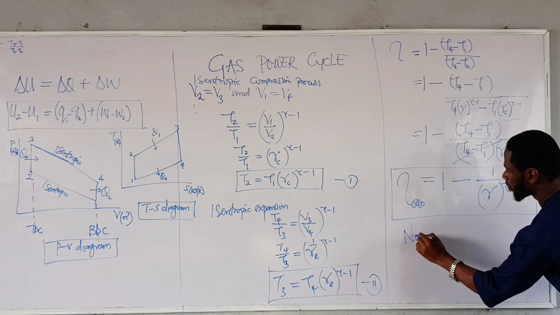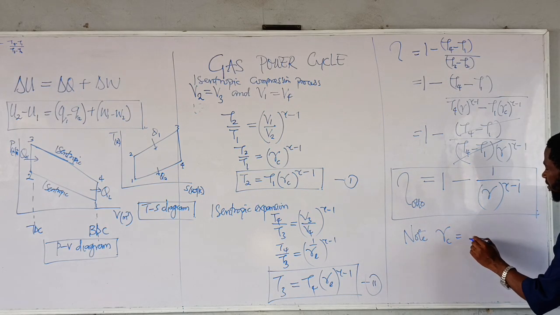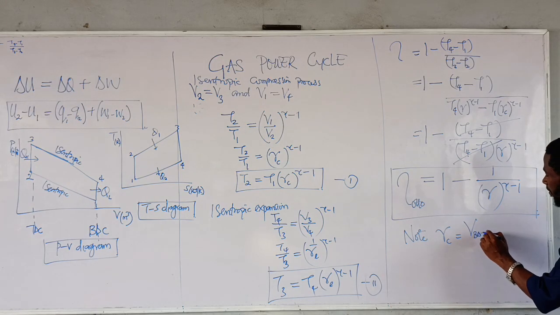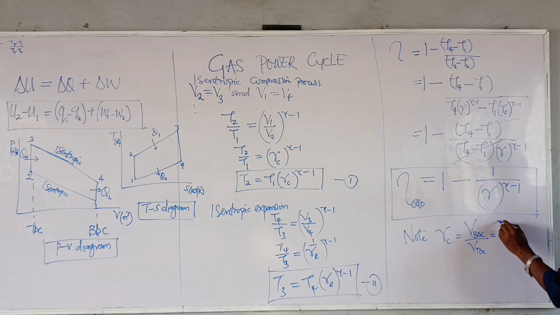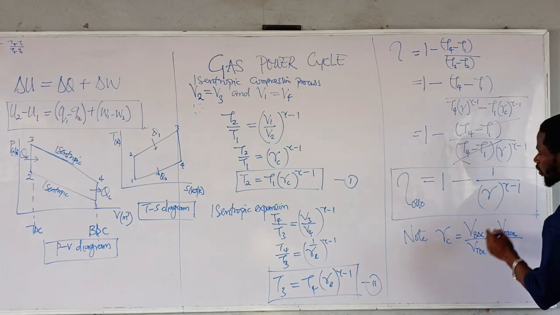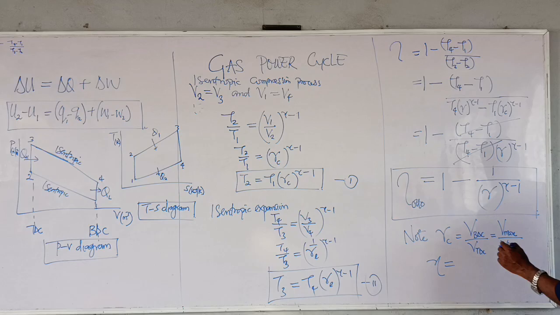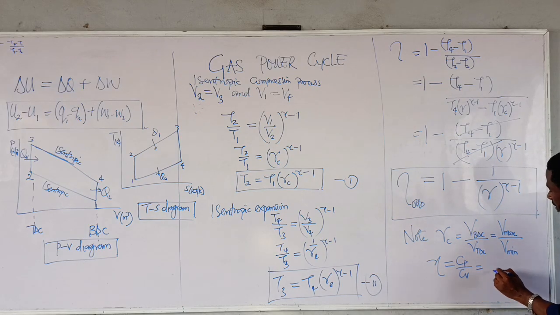Note that r is defined as the compression ratio, which is the volume at BDC divided by the volume at TDC, which is also the same thing as the maximum volume divided by the minimum volume. Then also gamma is known as the specific heat ratio, which is given as Cp over Cv. And for air, its value is given as 1.4.